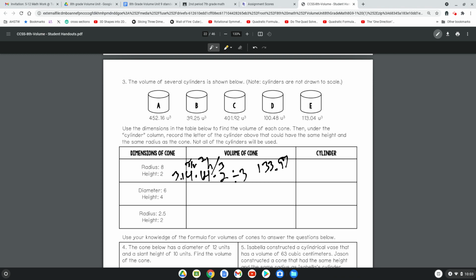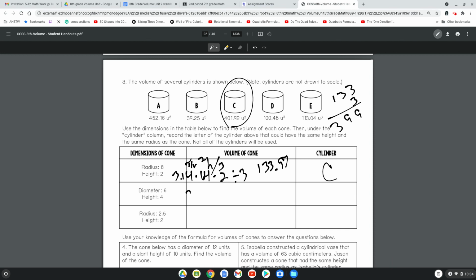So if we know that the cone is a third of a cylinder, so it's basically going to take 3 cones to get into the cylinder, we're just estimating we could times this by 3. And so 133 times 3, I'm going to do it up here. That's going to give us 399. So the one that would be closest to that, because I rounded, I didn't use the decimals. That cylinder is going to have the same radius and height.